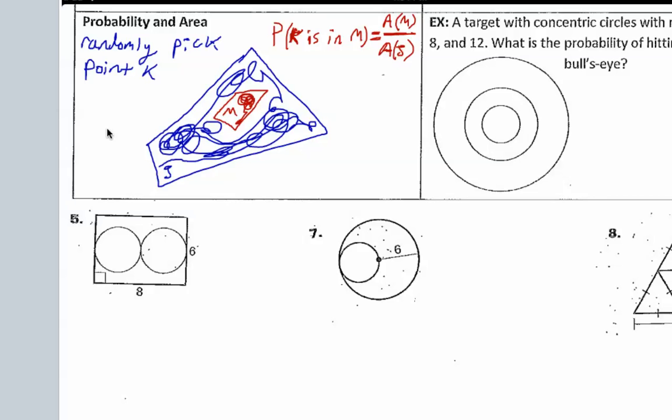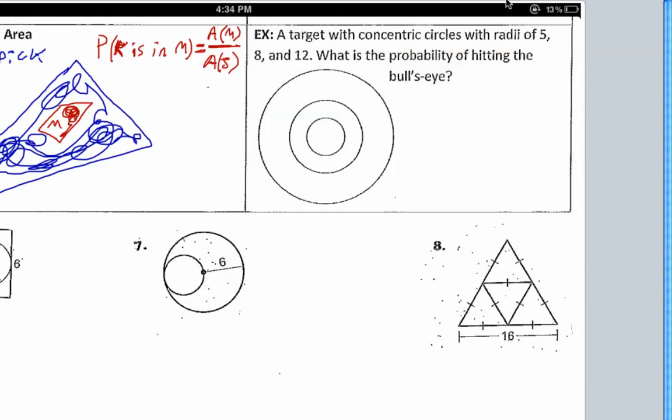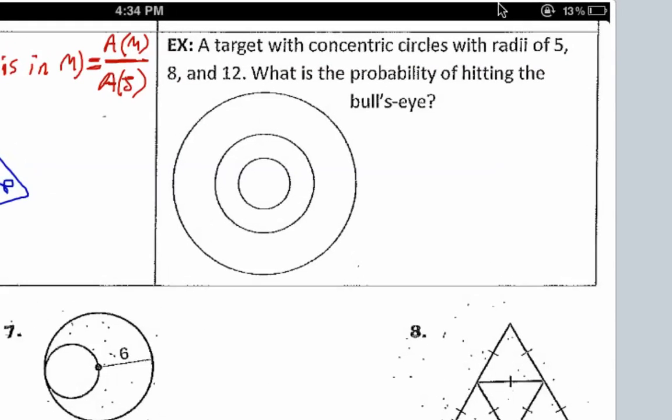Now let's move over here and do an example where we have a target. We have something that kind of looks like a target here. Let's say I want the probability that I hit the bullseye. The bullseye is this inner circle. And I know a couple things. The radius of the inner circle is 5. The radius of the whole thing is 12. The radius of the middle circle is 8, but we don't really care about that.